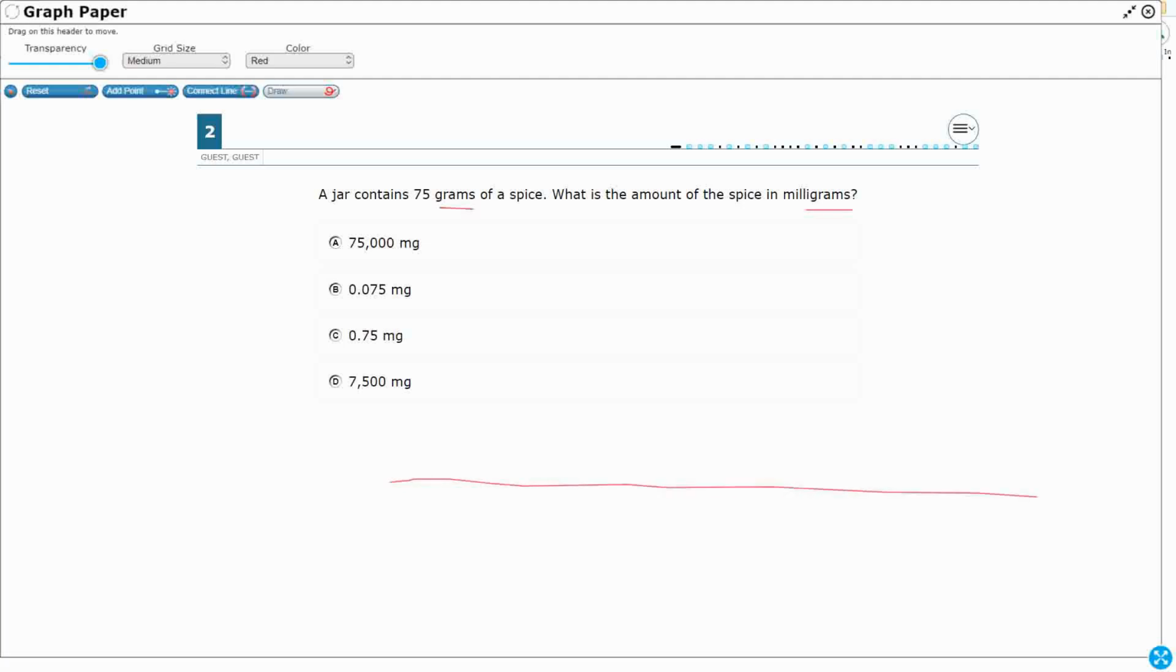So what I'm going to do here is put some boundaries up here. And we're going to call this our ones place. So that's going to be our base unit. In this case, we've got our grams. And so we've got 75 grams. So I'm going to build that here. And then there we go. We've got 75 grams.